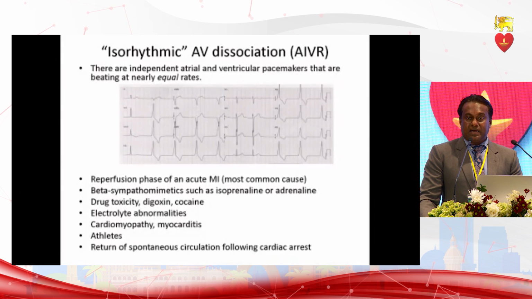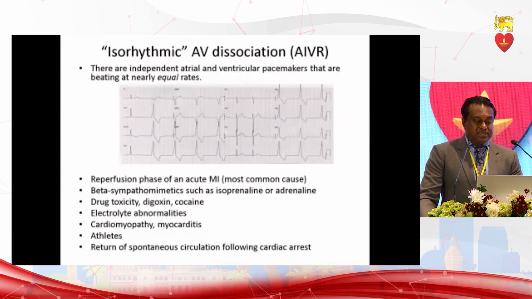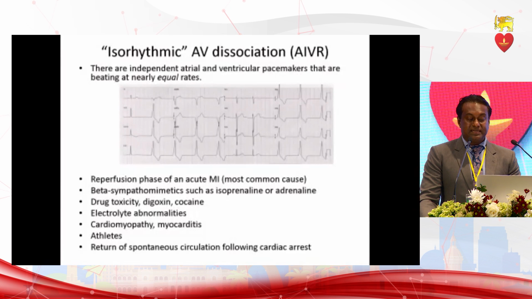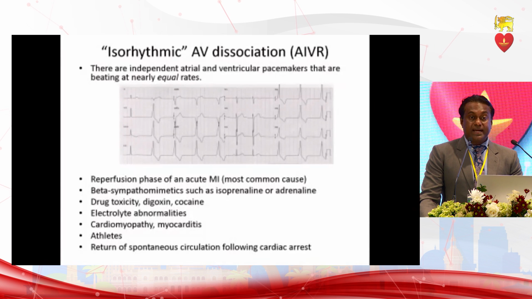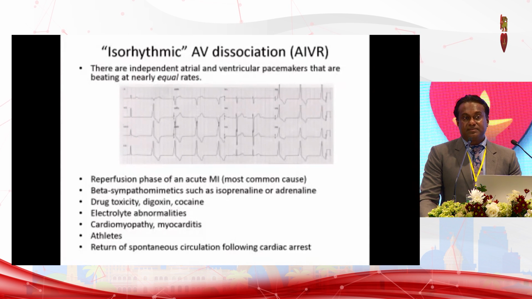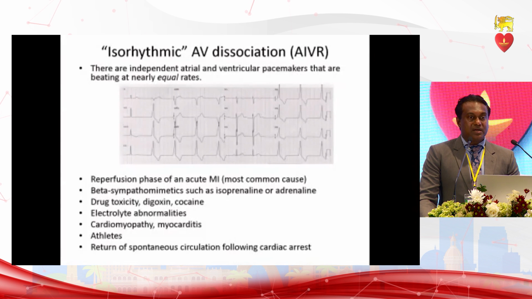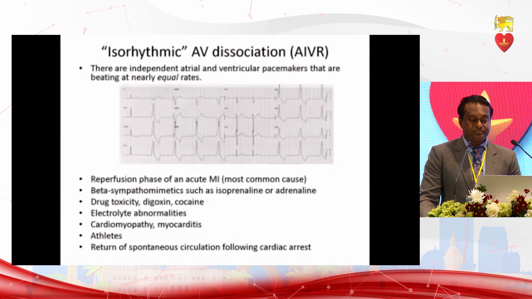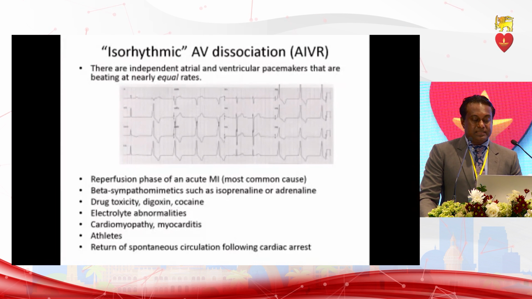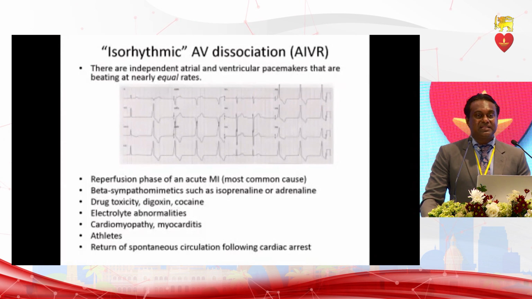Beta agonists, if you give adrenaline or isoprenaline infusion. Drugs, cocaine can give rise to this. Digoxin, electrolyte abnormalities, again as a result of hypokalemia. Cardiomyopathy or carditis, myocarditis. Athletes are absolutely fine, and sometimes they undergo ECGs or Holter, and this might appear. And after cardiac arrest, we have all seen sometimes this particular rhythm coming through.